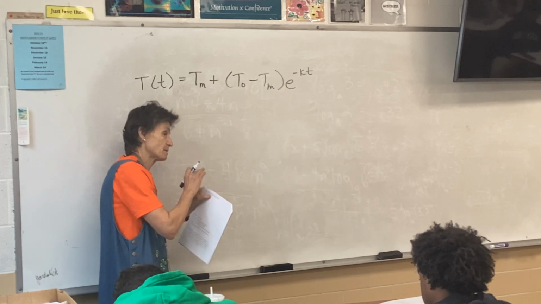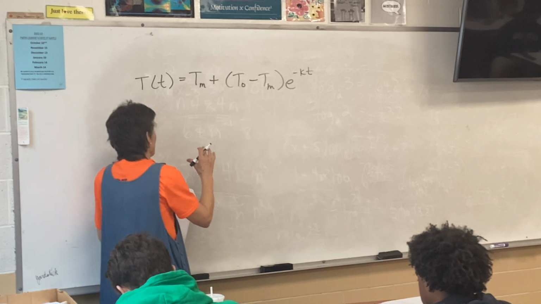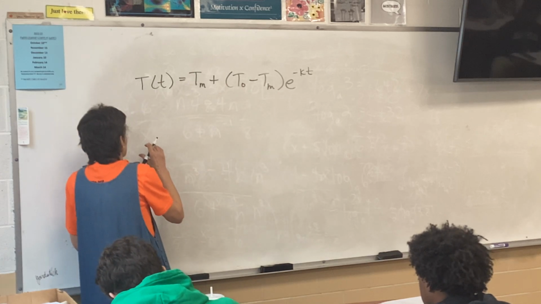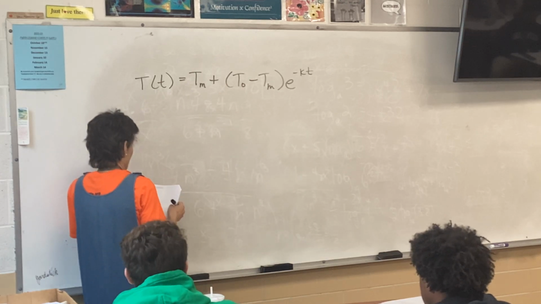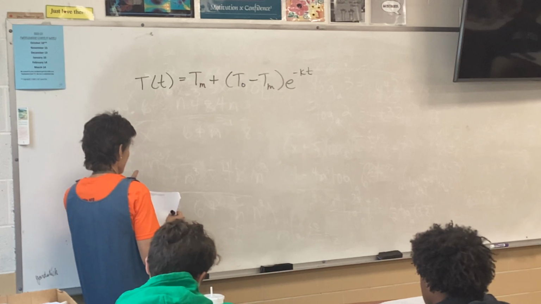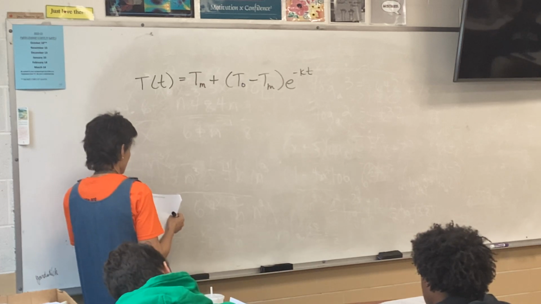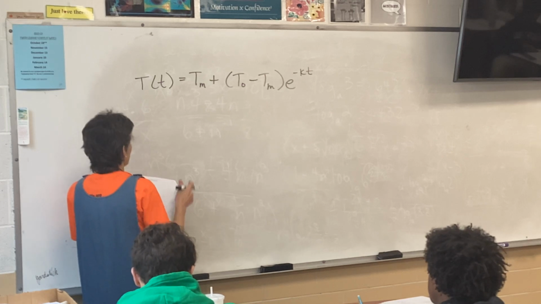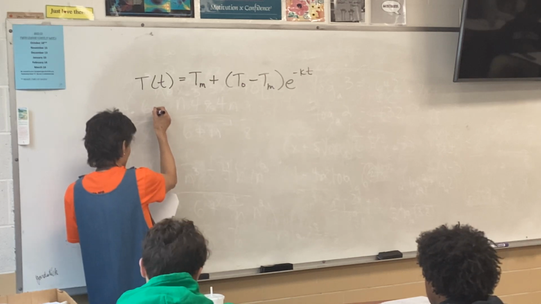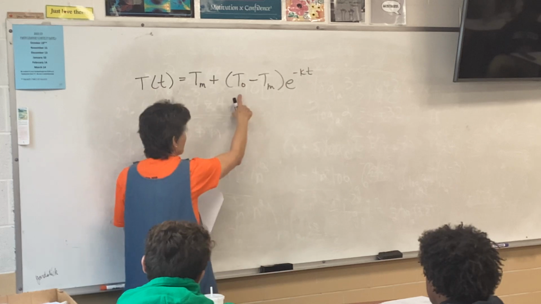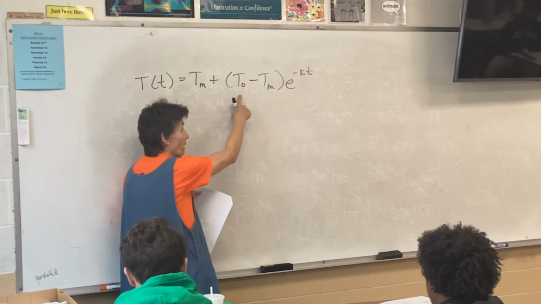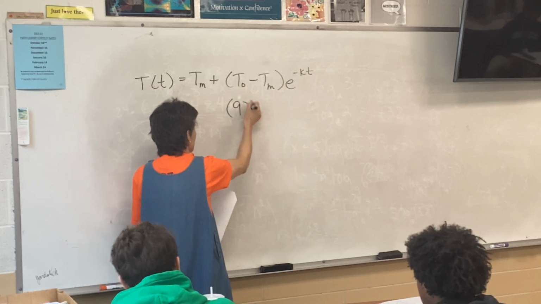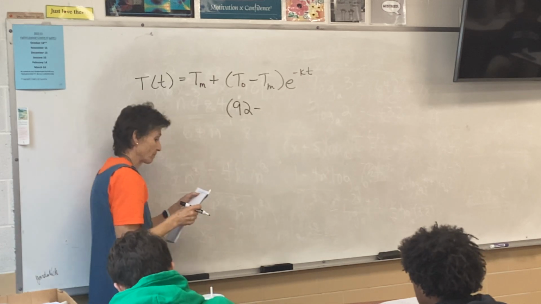All right, so let's plug all that into our equation. What goes where? We're looking at just that first sentence. A cup of coffee has done this. So what goes where? 92 is the original temperature of the thing, so this is going to be 92, all right?